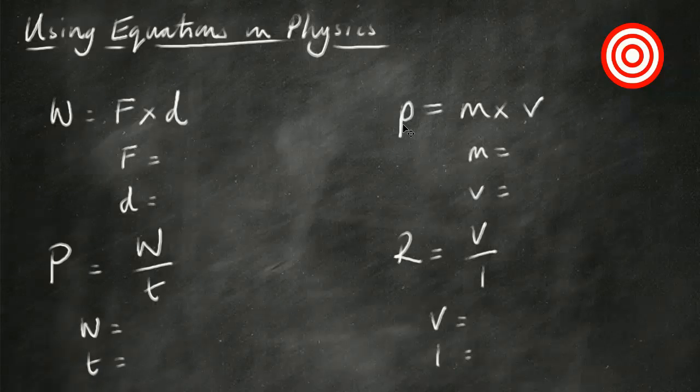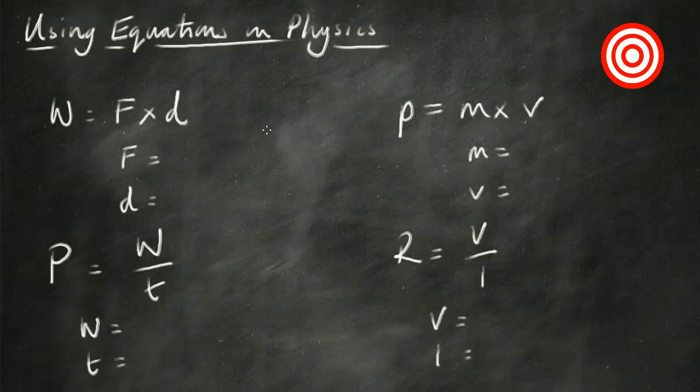Here, momentum is little p equals mass times velocity. You rearrange this into mass equals and velocity equals. And here, Ohm's law again, resistance is potential difference divided by current. Rearrange it into potential difference equals and current equals. Have a go. You can either use the triangle method or the inverse operations, depends what you want to use. Pause the video, have a little go now, and then I'm just going to quickly show you what you should have got.